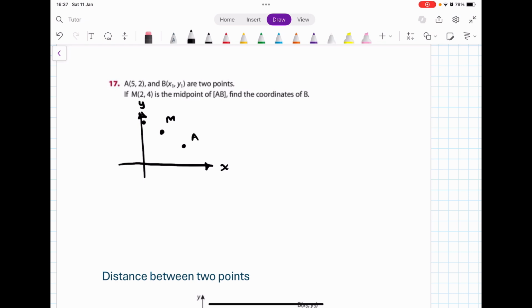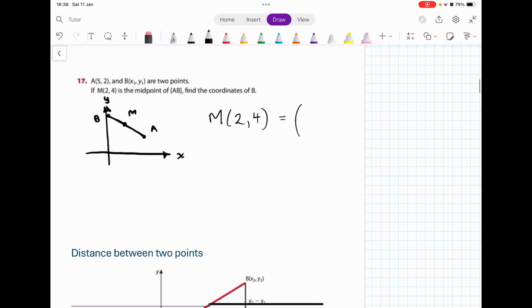So B is somewhere over here, right? Because we're given the midpoint, but we're not given B. But we know that between A and B lies M, because it's the midpoint. So how do we find the coordinates of B? Well, we know the coordinates of the midpoint are (2, 4), and we know the formula to find the coordinates of the midpoint, so we can simply substitute these values in.